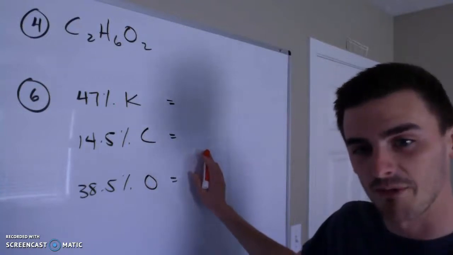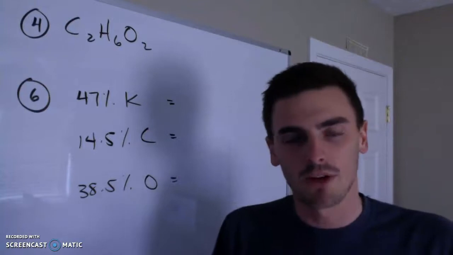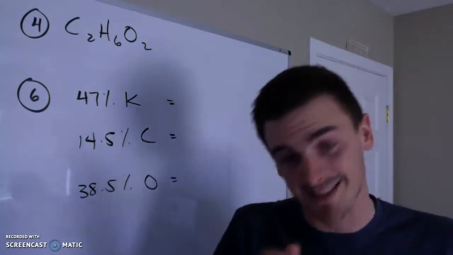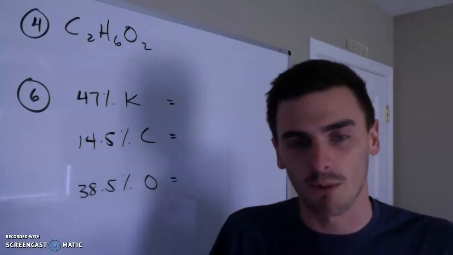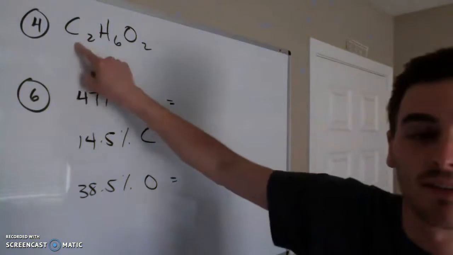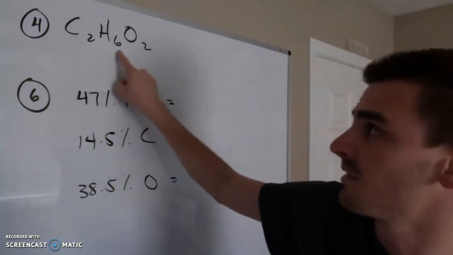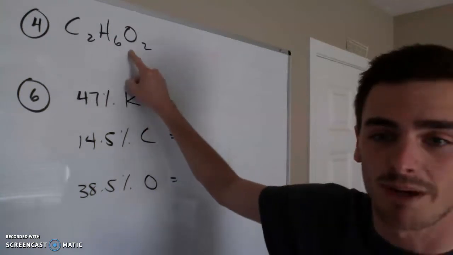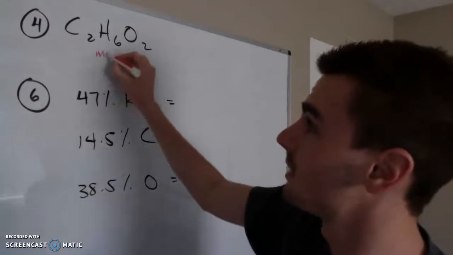We are on assignment 4. Assignment 4 is all about empirical formulas. Now, as some of the other videos showed you, empirical formula is the simplest whole number ratio, whereas the molecular formula is how things actually appear on Earth. So, number 4, for instance, tells us that the way this substance looks in the real world is 2 carbons, 6 hydrogens, and 2 oxygens all bonded together. This is how it actually appears, which makes this its molecular formula.